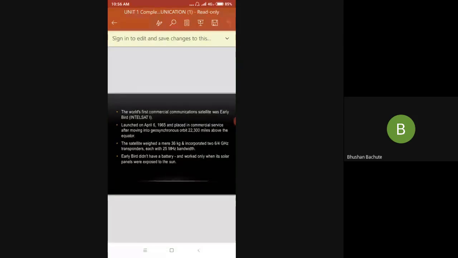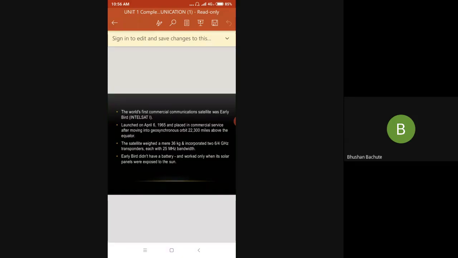The actual weight of the Early Bird satellite is 36 kg, and the frequency they are using is 6/4 gigahertz. You have already seen this in mobile communication. 6 is the uplink and 4 is the downlink frequency. 6 gigahertz is for the uplink frequency and 4 gigahertz for the downlink frequency. That is the C-band.